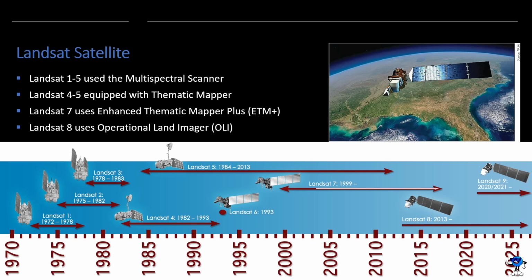The TM bands had improved radiometric resolution over MSS of 8 bits, and the spatial resolution of the multispectral bands was improved to 30 meters. The swath width was 185 kilometers. TM also had an improved temporal resolution of 16 days.